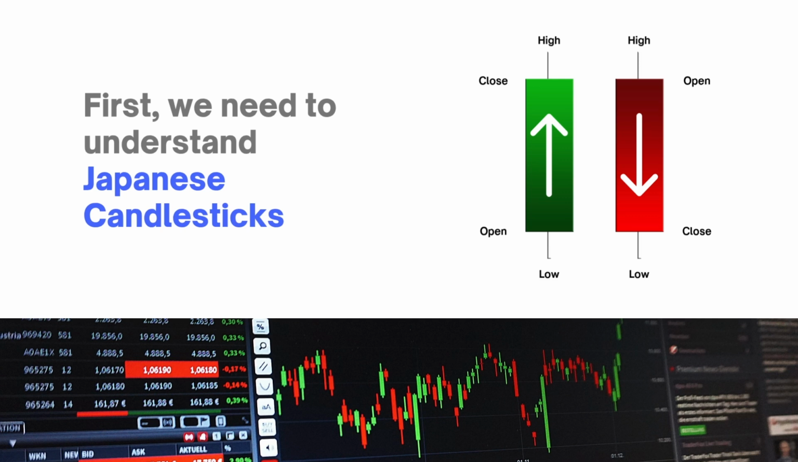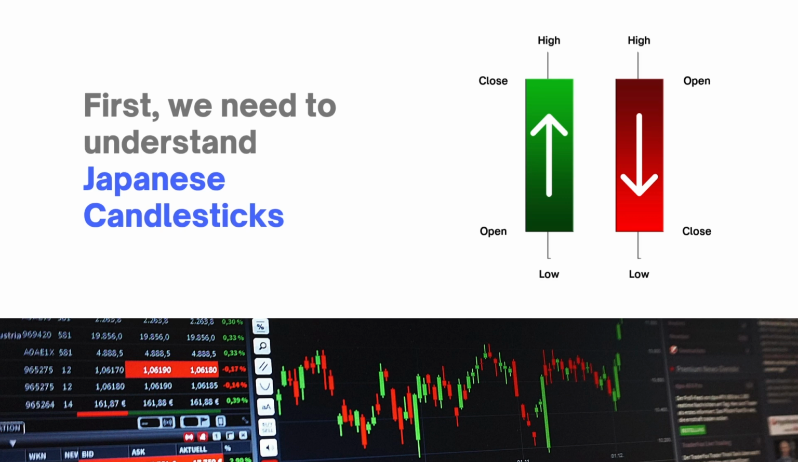You're seeing the open, close, high, and low for the selected time period. Now, of course, as I said before, you can select whatever time period you want. You could be looking at minute candles, 5-minute candles, hour candles, so on and so forth. You choose the time period you're selecting, but that's what you're seeing when you look at the candle structure.